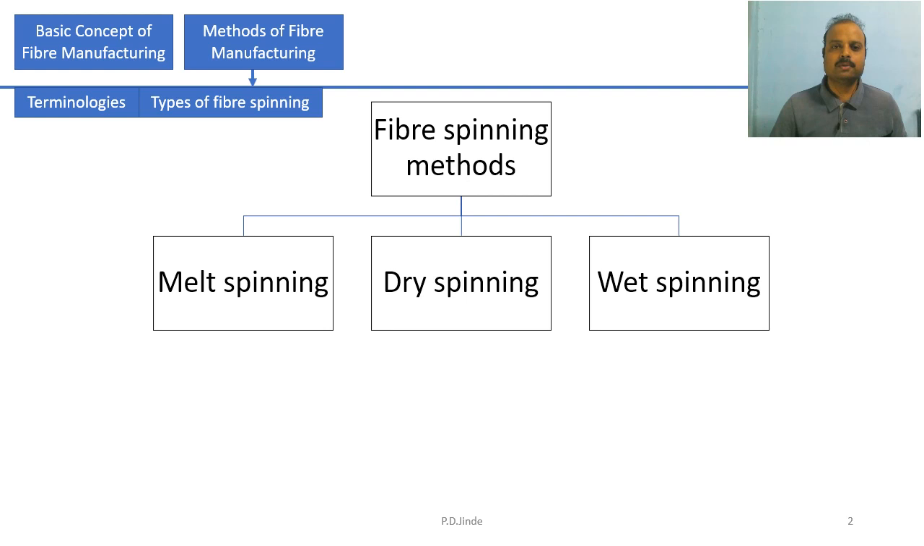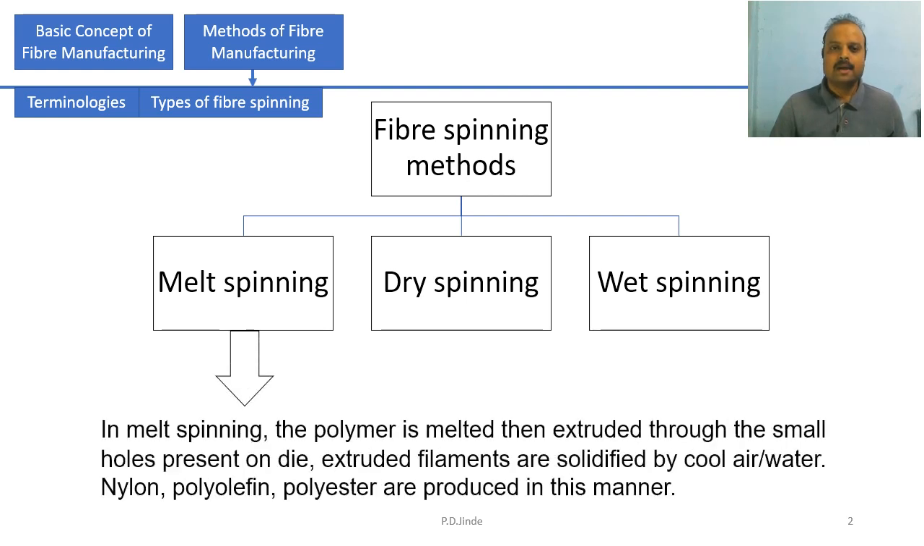Let's talk about melt spinning. In melt spinning, the polymer is initially melted and then extruded through a small hole present on a die. Extruded filaments then get solidified with the help of cool air. Examples of fibers that use this melt spinning technology are nylon, polyolefins, polyester, etc.